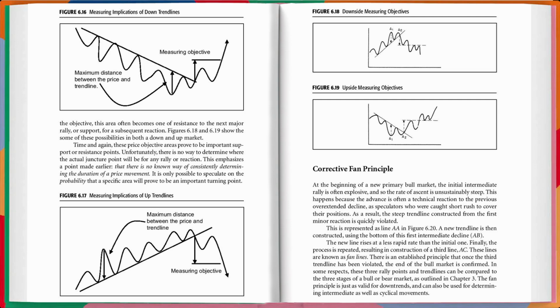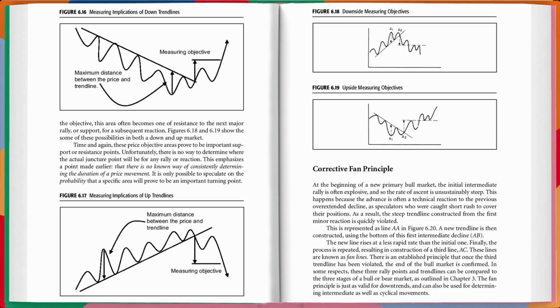Corrective fan principle. At the beginning of a new primary bull market, the initial intermediate rally is often explosive, and so the rate of ascent is unsustainably steep. This happens because the advance is often a technical reaction to the previous overextended decline, as speculators who were caught short rush to cover their positions. As a result, the steep trend line constructed from the first minor reaction is quickly violated. This is represented as line AA in figure 6.20.